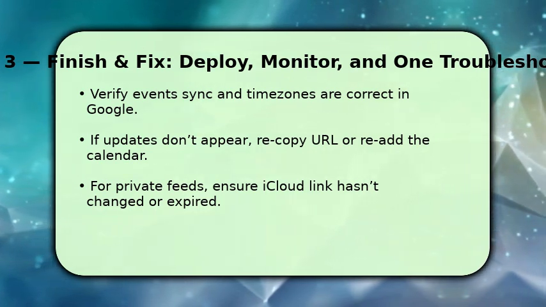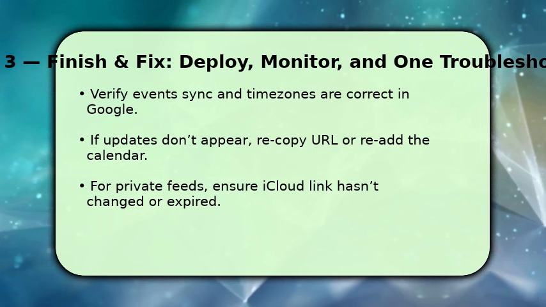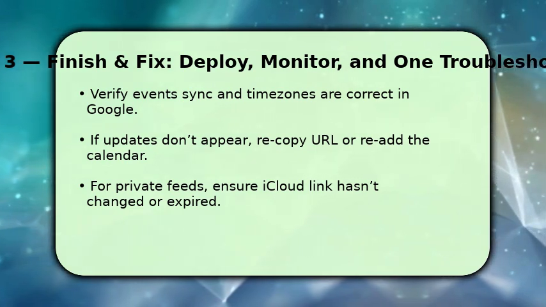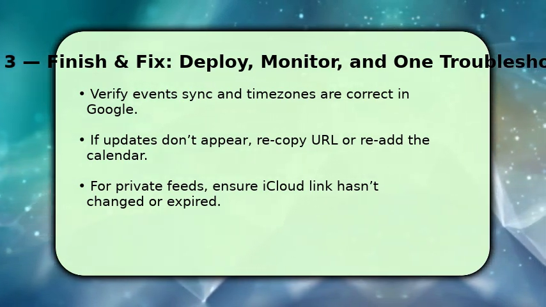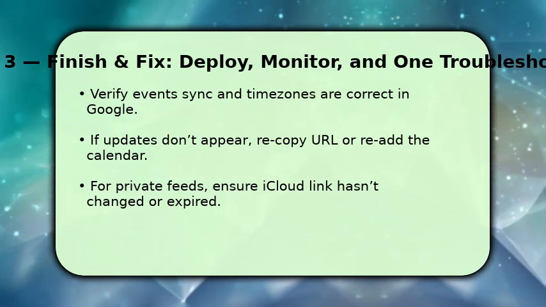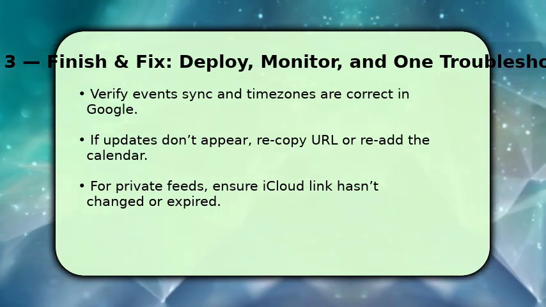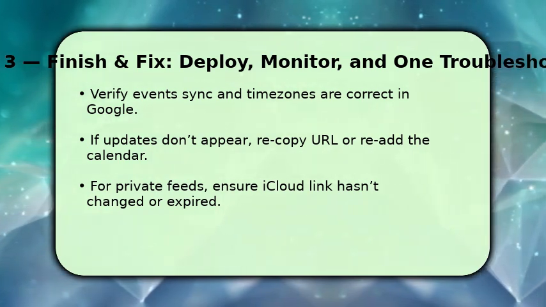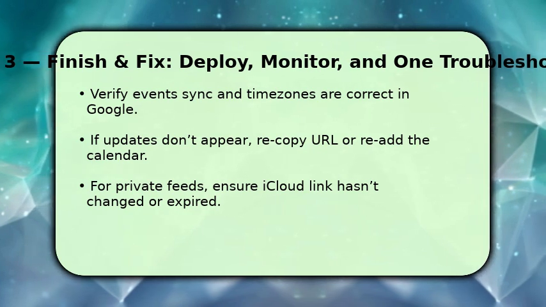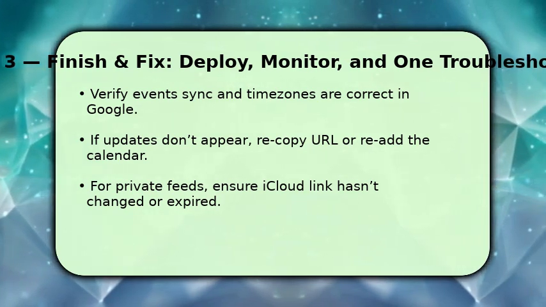Also confirm the iCloud link is still valid. Private links can change if you toggle sharing. If the feed is public and missing items, recheck which calendar was exported on iCloud. One quick tip: test with a simple new event to verify two-way visibility, though this is a one-way subscription.